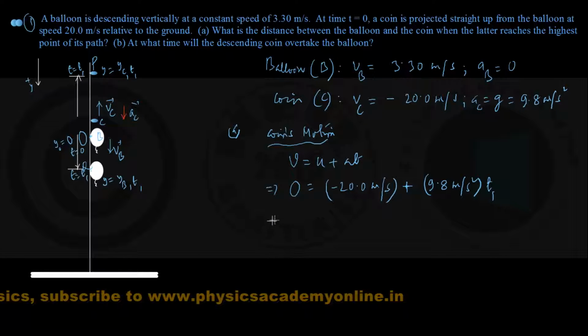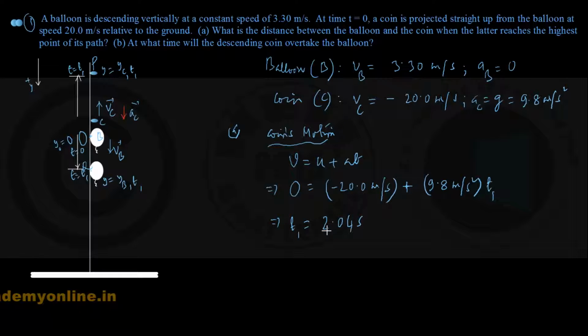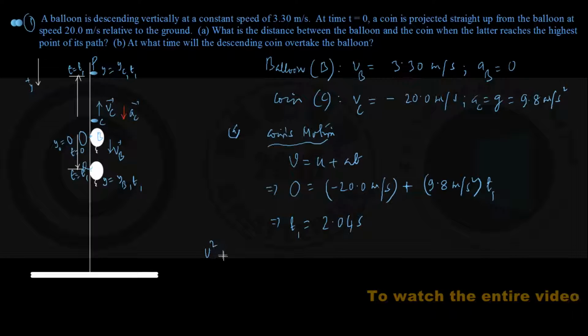From here, if you solve, the value of t1 is coming out to be, as you can check, 2.04 seconds in 3 significant figures. Once we have the value of t1, let us find out the position coordinate of the coin at the highest point P. And for that, I am going to use one more important formula of kinematics.